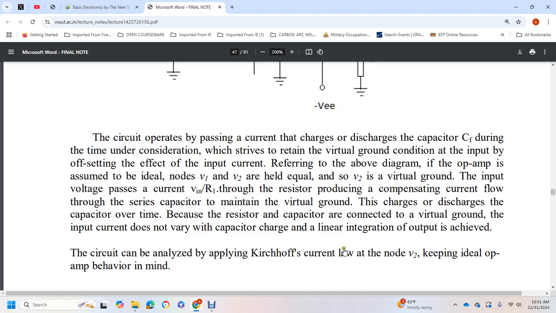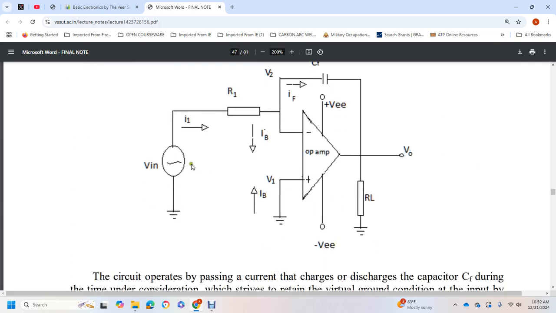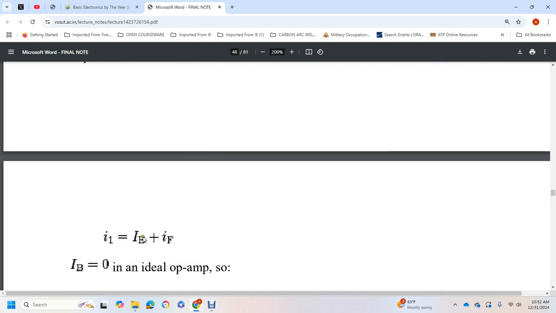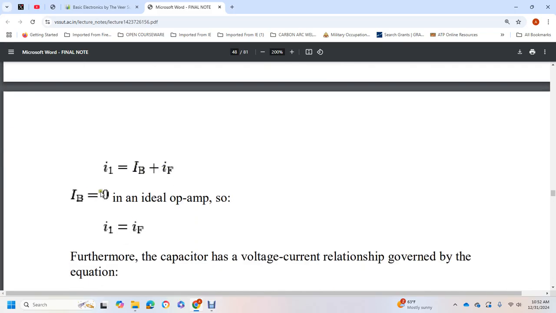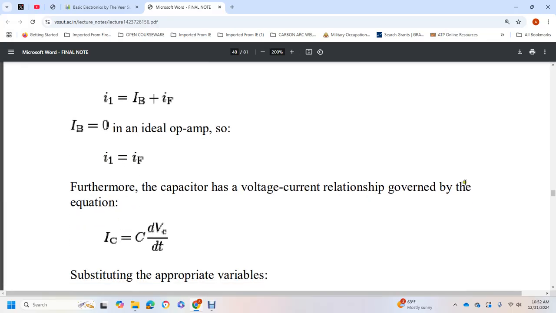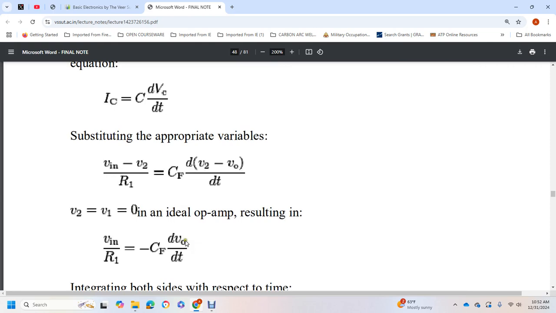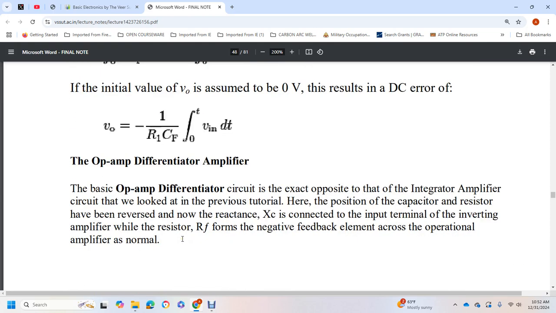It can be analyzed with Kirchhoff's current law at node voltage 2, keeping the ideal operational amplifier behavior in mind. So right here we have a voltage input, resistor 1, voltage 1, voltage 2, the capacitor, the feedback resistor, and the voltage output. Current I1 equals I base plus I F, where I base is equal to 0 for the ideal operational amplifier, so I1 is equal to I F. The capacitor has a voltage-current relation governed by the equation I C equals C times dVc over dt. Substituting appropriate values, we get several other equations.